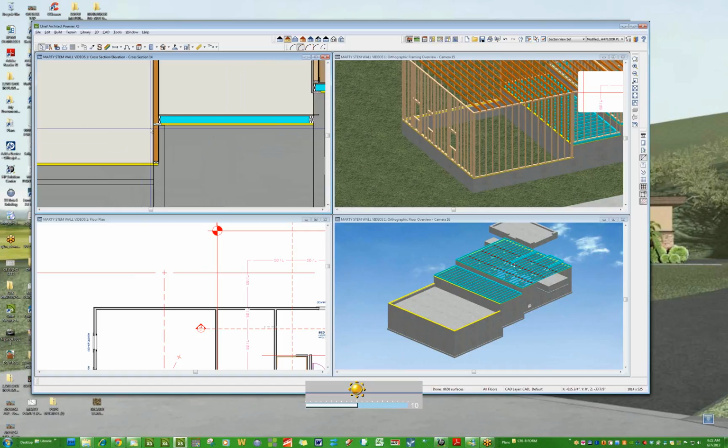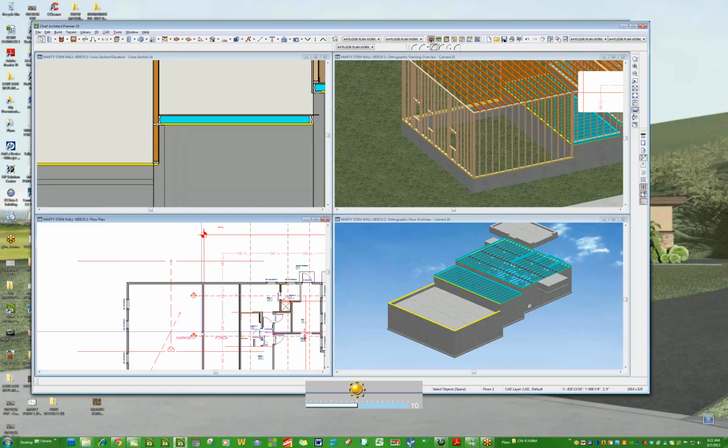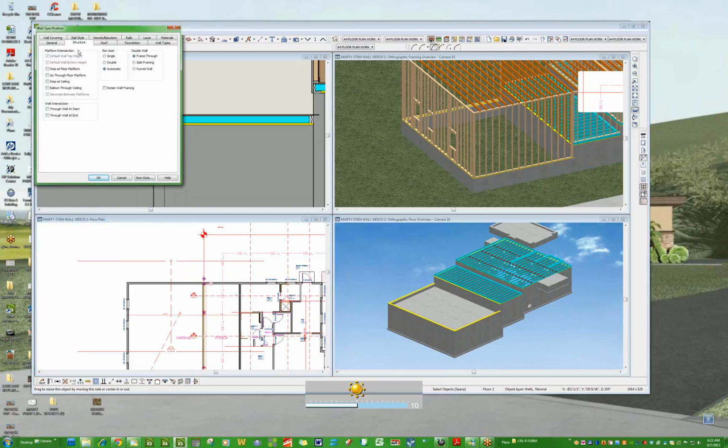But I have this thing coming down here. I really want this wood floor system to come all the way across to there. Why doesn't it? I don't know. Can I stop that at the stop at floor platform? You think that's going to work?